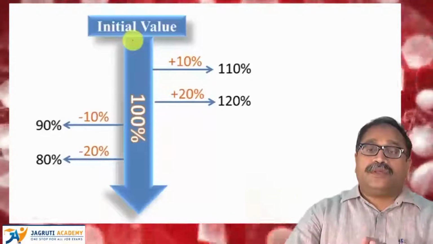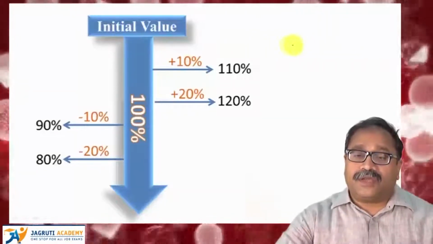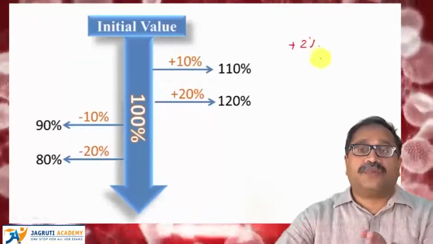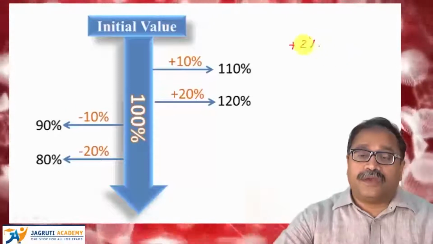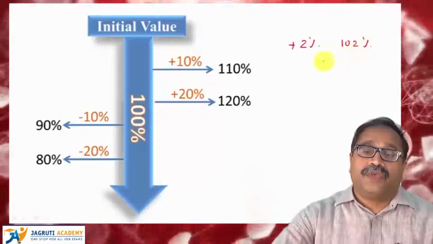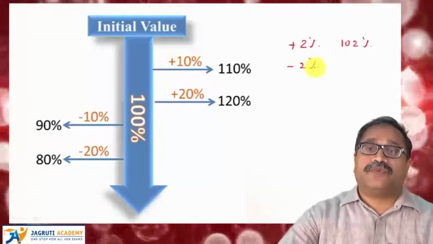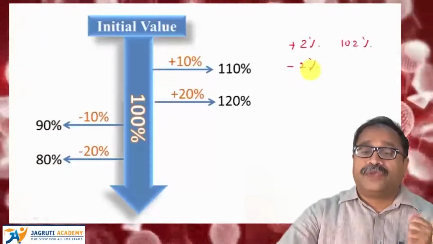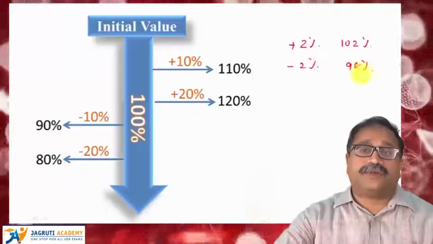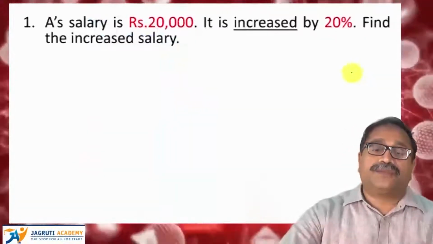So this relation you are expected to know, so that if I know that a number is increased by 2%, that means it is what percentage of the original number? 100 plus 2, that's 102% of the original number. If I take the reverse, a number is decreased by 2%, it becomes what percentage of the original number? So 100 minus 2, that's 98% of the original number. Okay, so let's move on. How do we apply this?